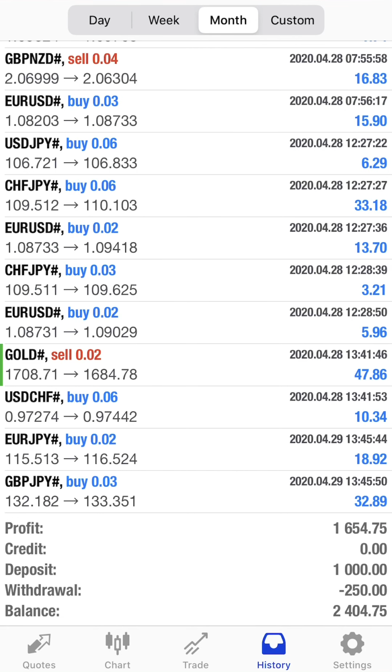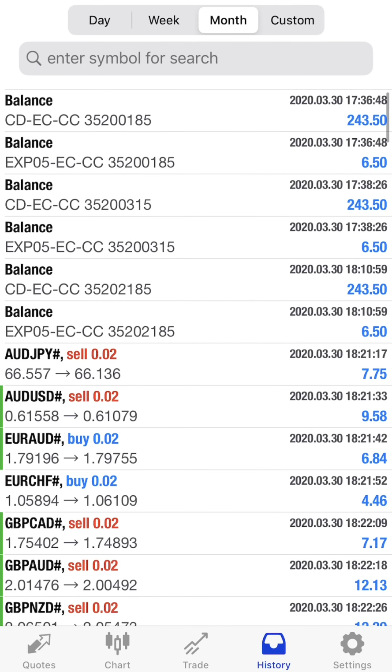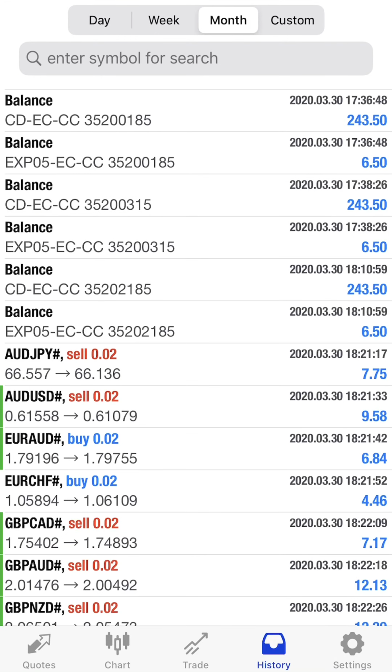As you can see guys, this guy deposited about $1,000 on this account, and the profit on that account is $1,654. He already withdrew $250. The balance of that account is 2404. Let me scroll up and show you what day he made a deposit. He made a deposit, as you can see there are different amounts. So he made the deposit on 30th of March 2020. As you can see, this is the real money account.